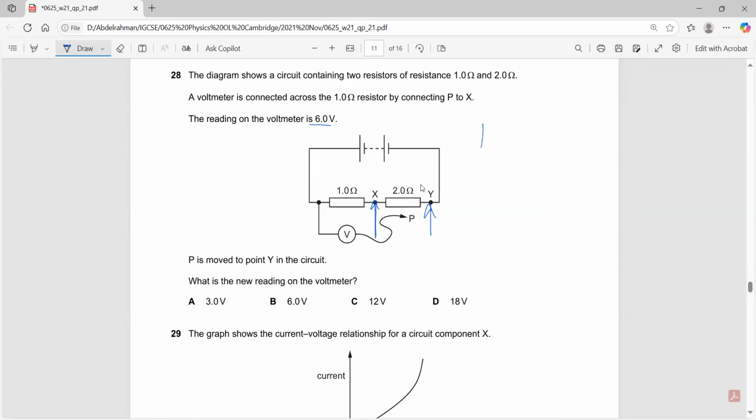Why? Because when it was reading the potential difference across only the 1 ohm resistor, the voltage was 6 volts. At point Y, is the voltmeter connected across the 2 ohm resistor only? No, it is not. It's actually connected across 3 ohms of resistance. So if you cross multiply, 6 times 3 divided by 1, the potential difference is 18 volts.